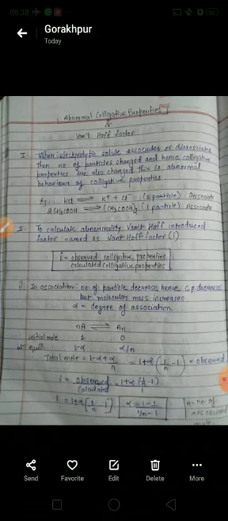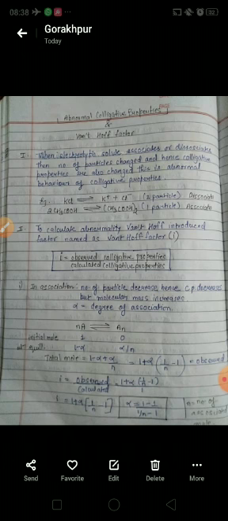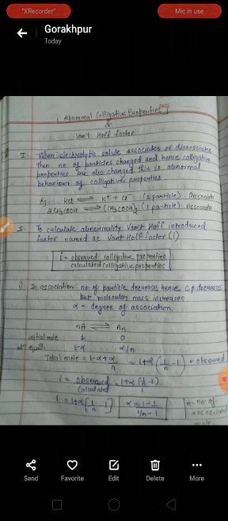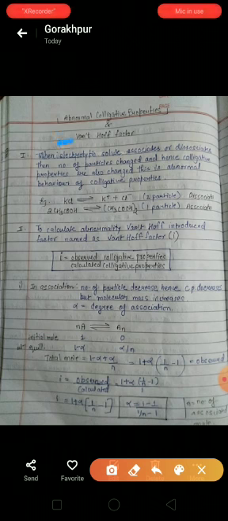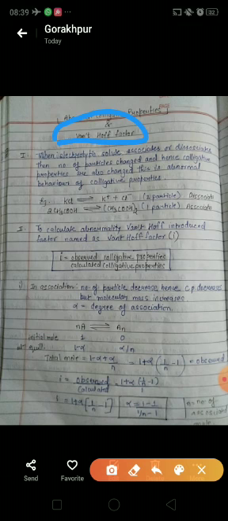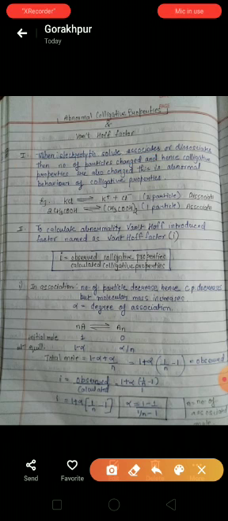Good morning, students. Today we will discuss our last topic, that is Van 't Hoff factor. And to understand Van 't Hoff factor, we will discuss simultaneously the abnormal colligative properties. So let's start. Van 't Hoff factor. Before starting this, students, you know when electrolyte or solute dissociates or associates, number of particles changes.